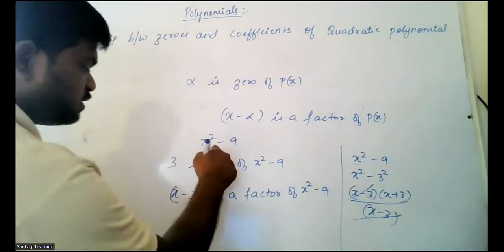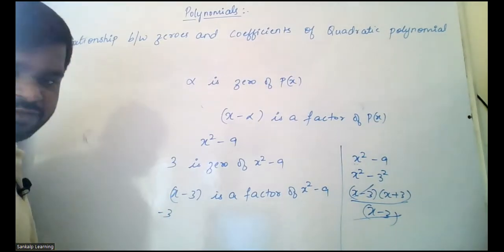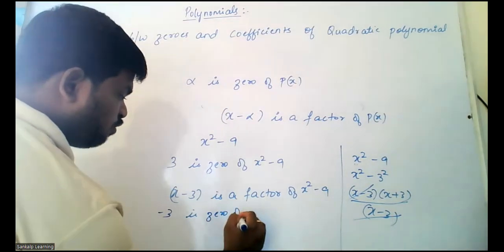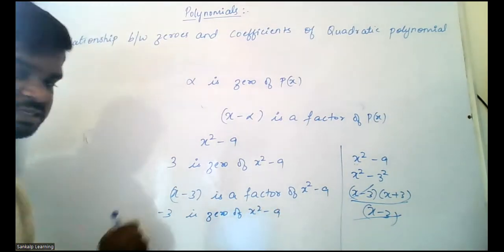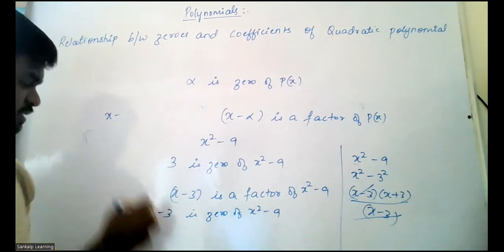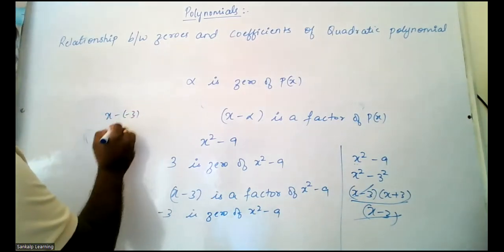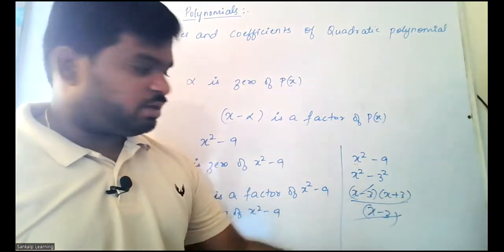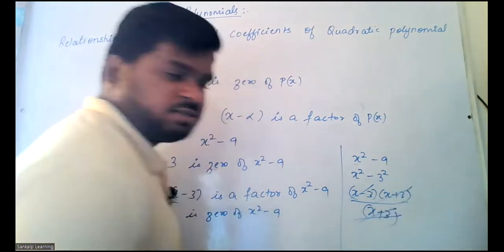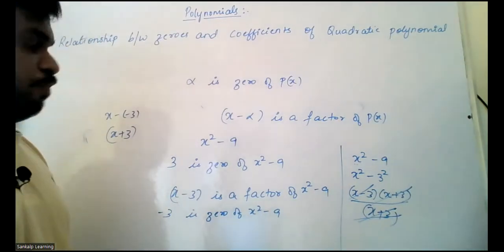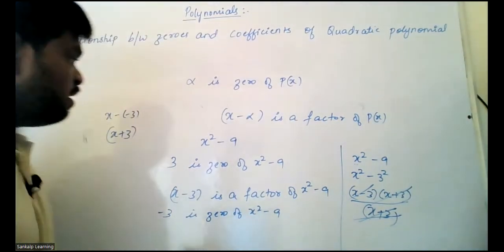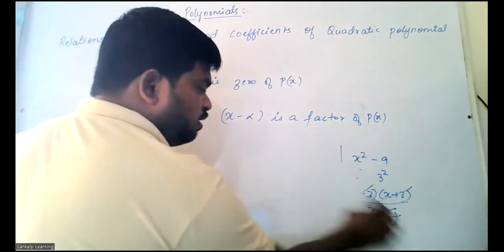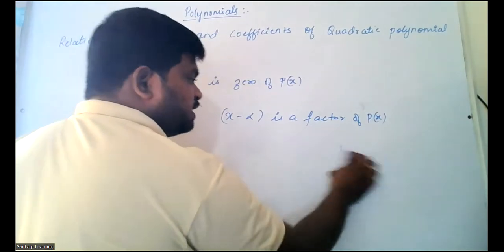Similarly, for this polynomial, we also said minus 3 is a zero. Minus 3 is a zero of the polynomial. If minus 3 is a zero of the polynomial, then x minus that number, so x minus of minus 3, which is x plus 3, is a factor. Again we have got it here, and easily I can divide it by x plus 3. So using this, we can understand the derivation. For a quadratic polynomial, you will have two zeros.